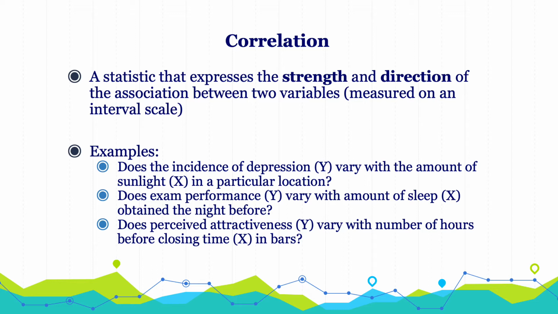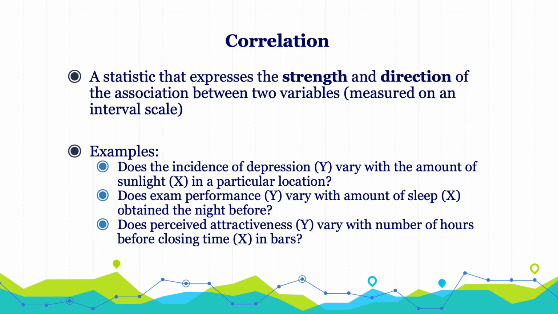So I have some examples down here at the bottom. The first one says, does the incidence of depression vary with the amount of sunlight in a particular location? So the whole idea here is that being exposed to more sunlight should actually lead you to be less depressed. And on the flip side, if you're exposed to less sunlight, then you should be more depressed. If you're thinking about this in terms of the direction, this is a negative relationship, okay? Because as you go up on sunlight, you actually go down on depression. Or you could think of it as you go up on depression, that would be associated with going down on sunlight. So they don't match, therefore, that would be a negative relationship.